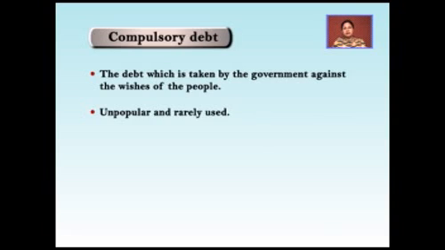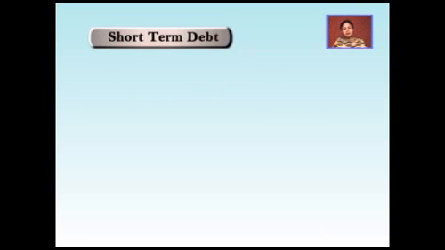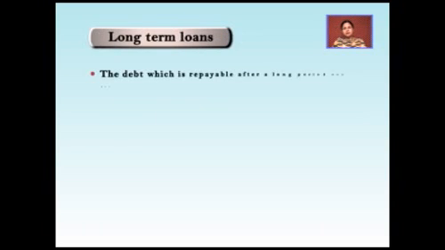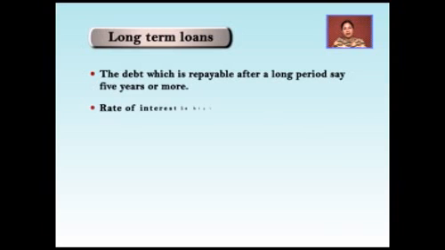The next type of debt we have is the short-term debt. Short-term debt is that which is raised by the government for a period of 3 to 9 months. For example, we have treasury bills. Next are the long-term debts. Long-term debt is that which is repayable by the government after a long period, say 5 years or more. But one point over here is that in long-term debts or long-term loans, the rate of interest paid by the government is very high.